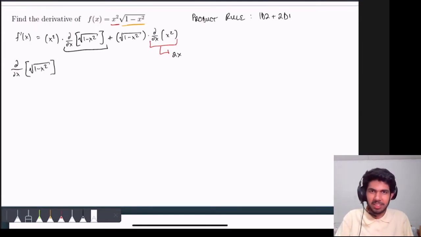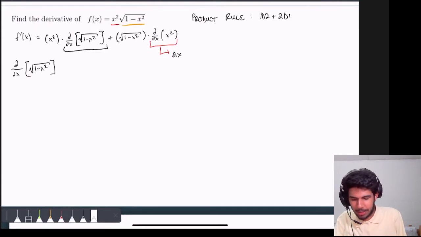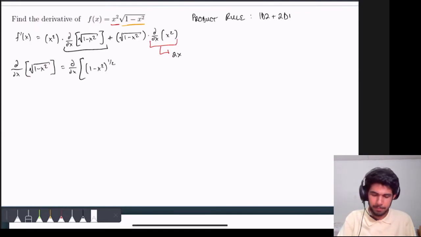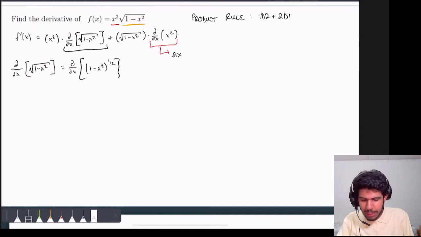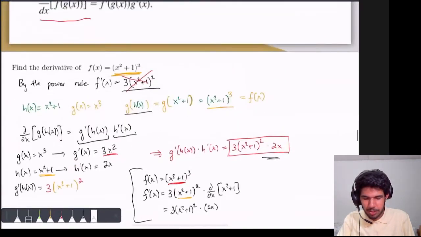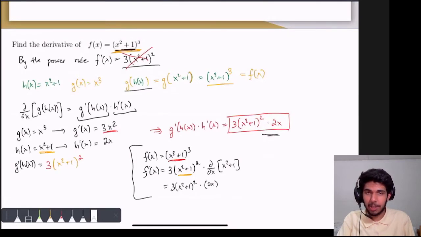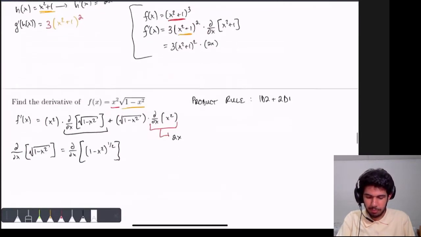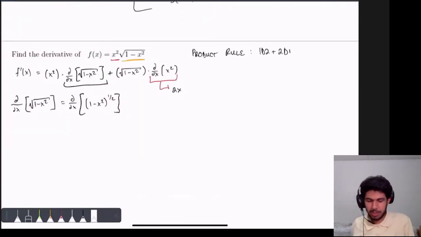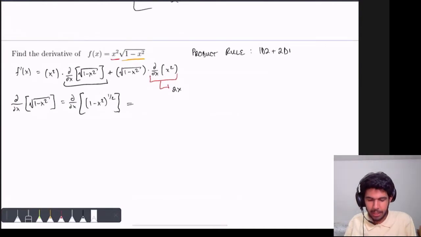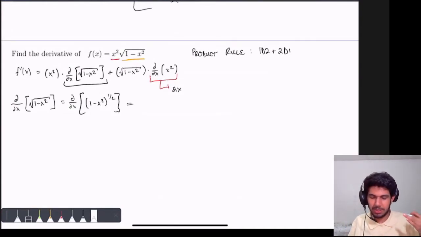Well, we can rewrite the square root as a power, right? Because the square root is just something to the power of 1/2. So 1 minus x squared to the 1/2. And well, that kind of looks similar to what we just did up here, where we had some function raised to some power. And we used the chain rule. So that's what we're going to do. We're going to use the chain rule here. And I'm going to do it.